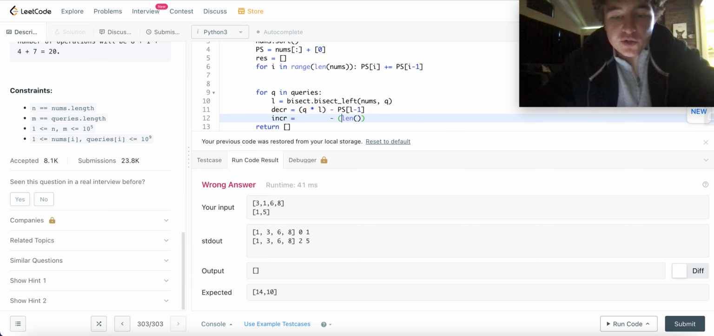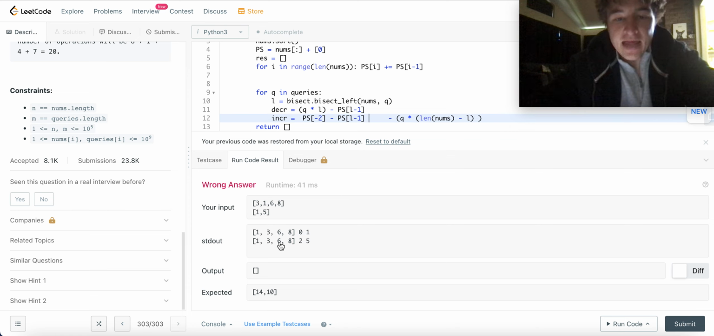So it would be Q times the length of nums minus L, because that would be how many elements there are that I'm subtracting, right? And then the PS values, well, now I have the total prefix sum of the whole system, which is minus 2 since we have this extra 0, minus PS of L minus 1. That'll give you the difference, right?